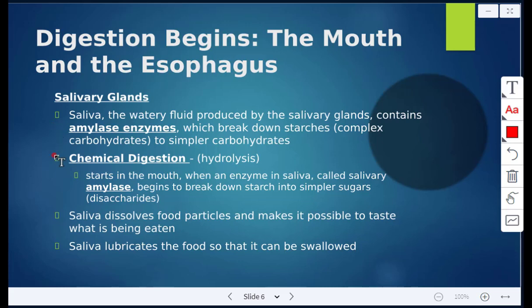It starts in the mouth when the enzyme in the saliva, amylase, starts to break down starch into simpler sugars, into disaccharides. Saliva also dissolves food particles and makes it possible to taste what is being eaten, and saliva also lubricates the food so that it can be swallowed. All right, so all that just within the saliva and coming from the salivary glands.